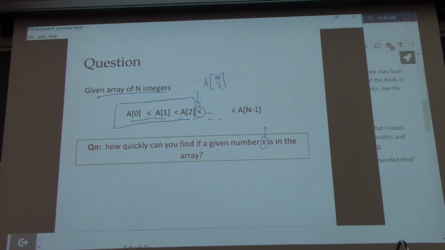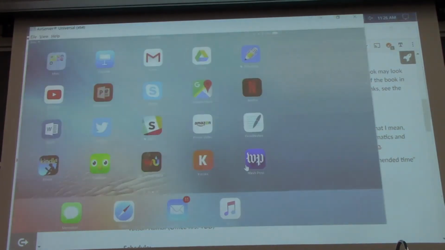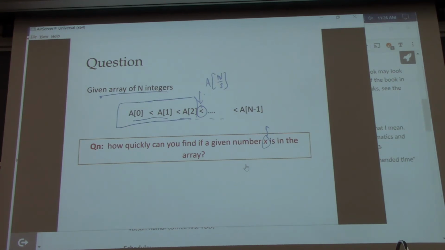Does anyone want me to do this in more detail? We can do it if you want, nothing wrong with it. But the point is that after every check, the search space goes down by a factor of 2. The search space is the portion of the array in which x is likely to lie.